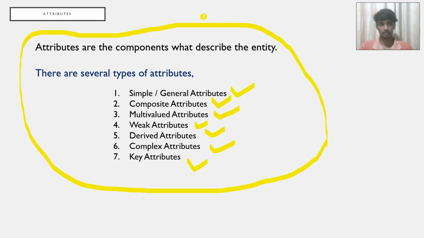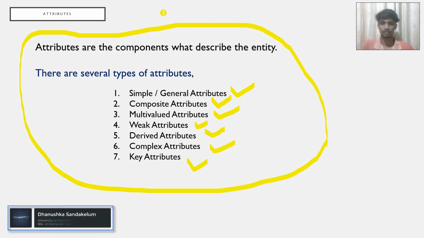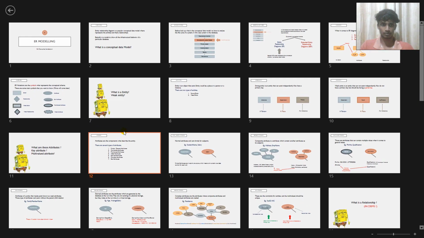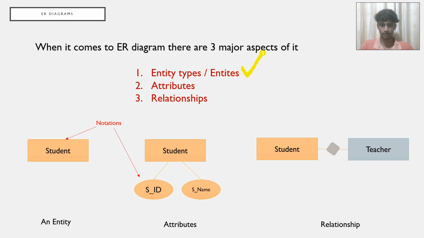Okay, in the previous video we discussed what these attributes mean and all the theories relevant to that topic. So then we can move forward. Up until now we have discussed two aspects: we have successfully discussed what entities are, and then what attributes are. So now we have left to talk about relationships, and this is a very essential topic.